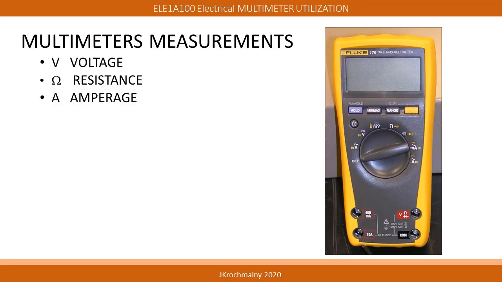The most common use of multimeters is to measure voltages, resistances, and amperages. Sometimes these meters are used to look for continuity in circuits, which is another type of resistance measurement. Some multimeters can also measure temperatures and frequency.